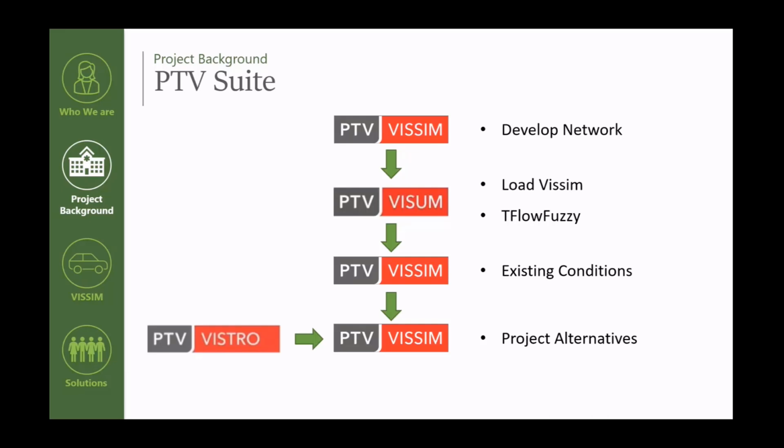We develop the network in Vissim. Once that is at 95% completion, we load it into Visum, take advantage of the turning movement counts and OD estimations from StreetLight data to use T-Flow Fuzzy and provide static routes that are going to be imported through a coordinate system into Vissim. We calibrate the existing conditions and then bring the project information, the trip assignment, into Vissim to go ahead and have fun with the project alternatives.